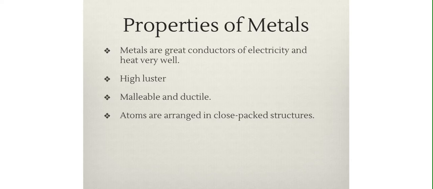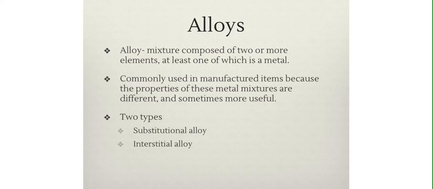And then finally, the shape of what metals look like. Atoms are arranged in close packed structures, almost like a closet packing kind of thing. So they're very efficient, and so they have these nice cubic shapes to them. And last but certainly not least, let's talk about some useful ways we can use metals and metallic bonds.